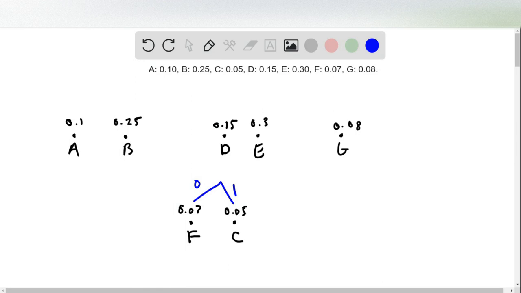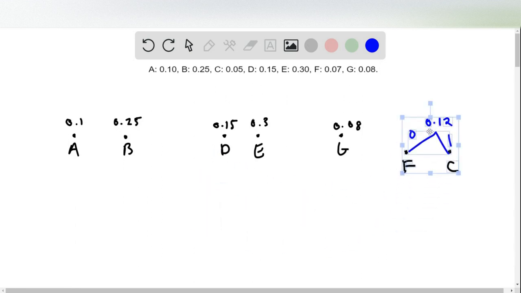Then we would want to add these frequencies together, so that's going to be 0.12. So now let's go ahead and get rid of these old frequencies, and then we can move these two letters up. So now what we could do at this point is just throw that back in line, and then compare all of these like we did at the start.